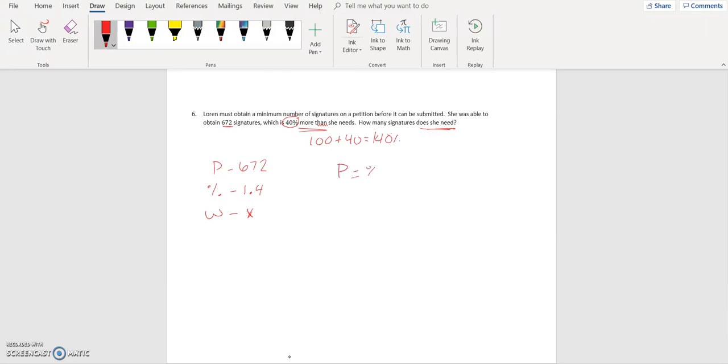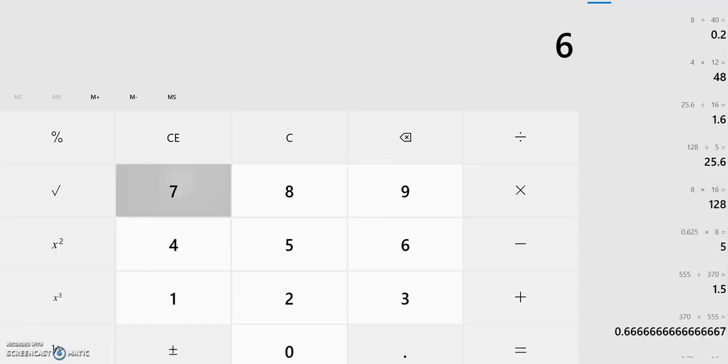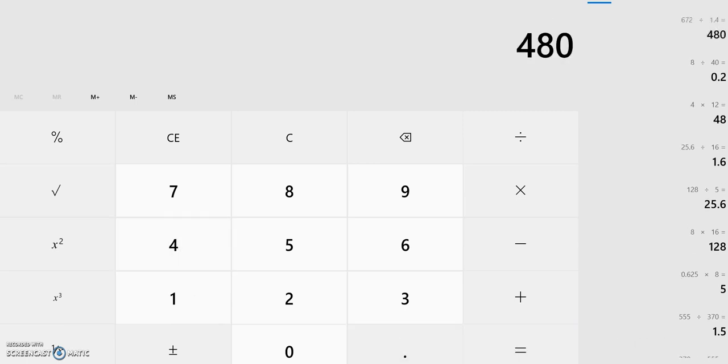Part is equal to the percent times the whole. So the part is 672. Our percent is going to be 1.4. And our whole we do not know. Divide both sides by 1.4. 672 divided by 1.4 equals 480.